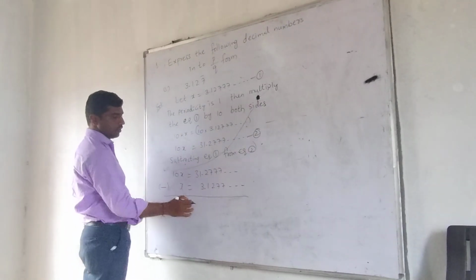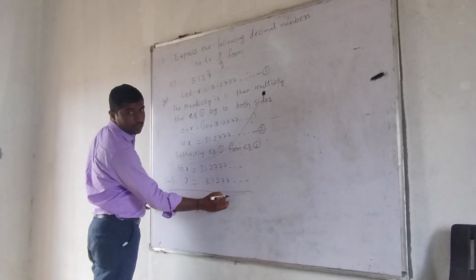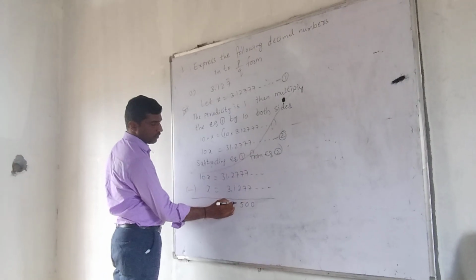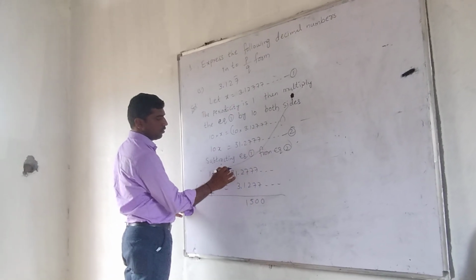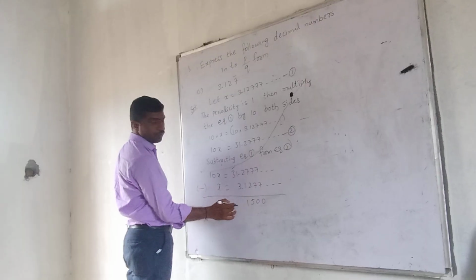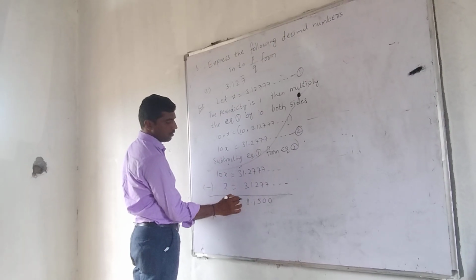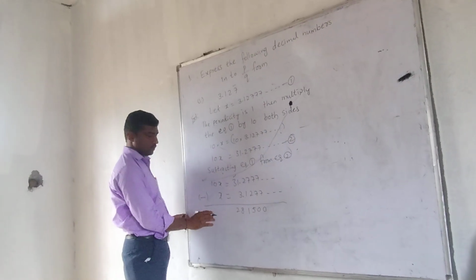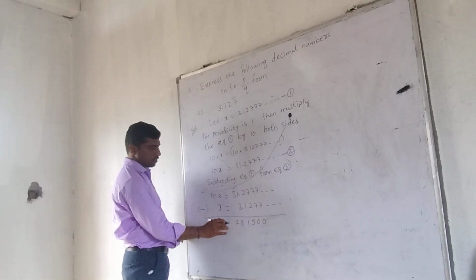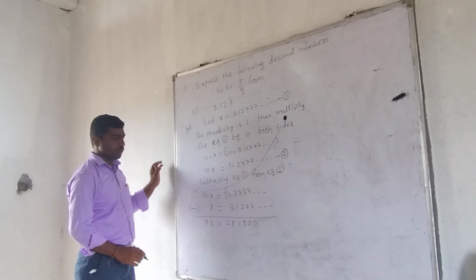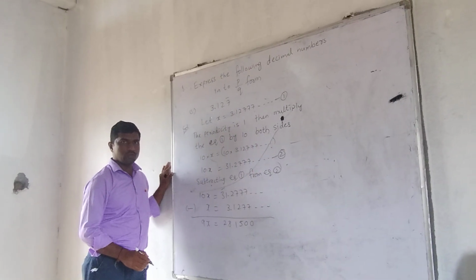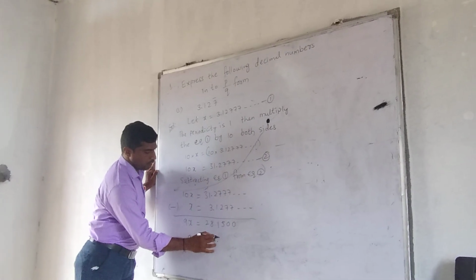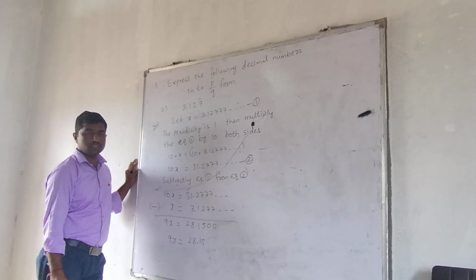Now subtracting means minus. So on the right side, 7 minus 7 is 0, 7 minus 7 is 0, 7 minus 2 is 5, 2 minus 1 is 1, point is there. So 31 minus 3 here, 1 minus 3, 8. 28.1500. So now 10x minus x, how much? 9x. Okay? 9x equals 28.1500. Now 9x equals we can write 28.15, the zeros are not of value.